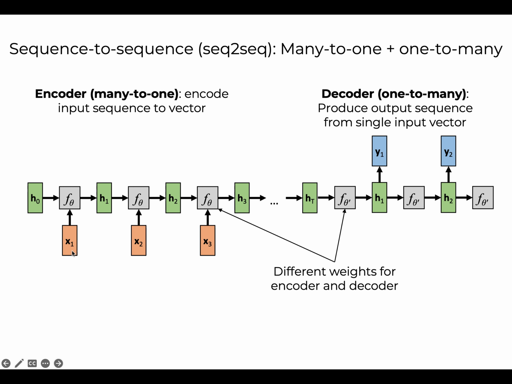So the way these sequence-to-sequence networks work is they begin with a many-to-one encoder. So we have many inputs. That's our sequence of input vectors, x1 to xT. And the result of that is to output the final hidden state at time T.